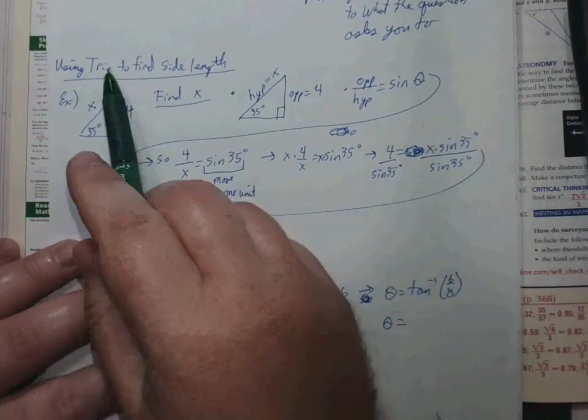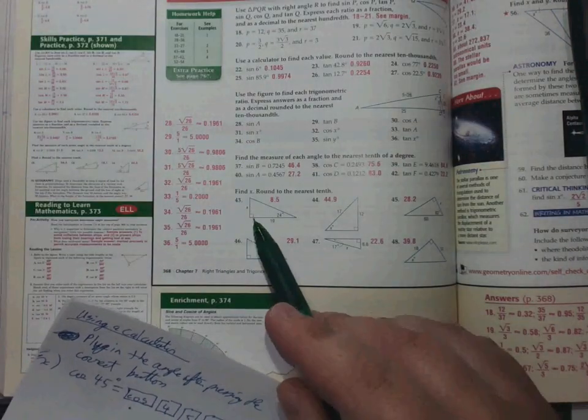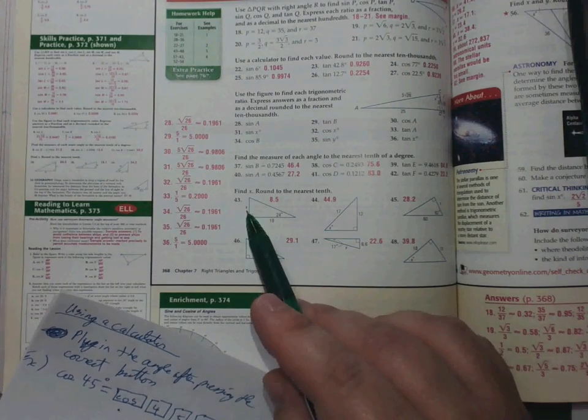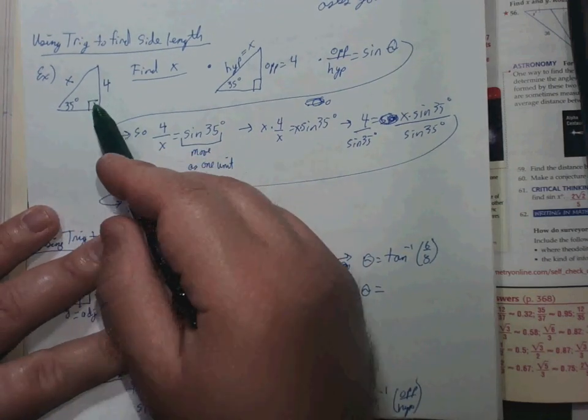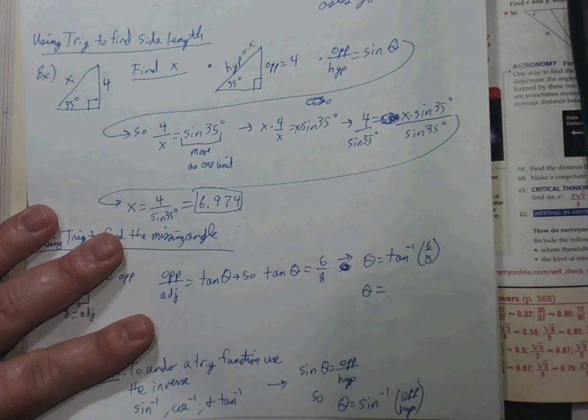So, using trig to find side length. That'd be like number 43 here. You're trying to find the length of that side. Here's an example. Here I have a right triangle. The length of this side is 4. The angle of that is 35 degrees.